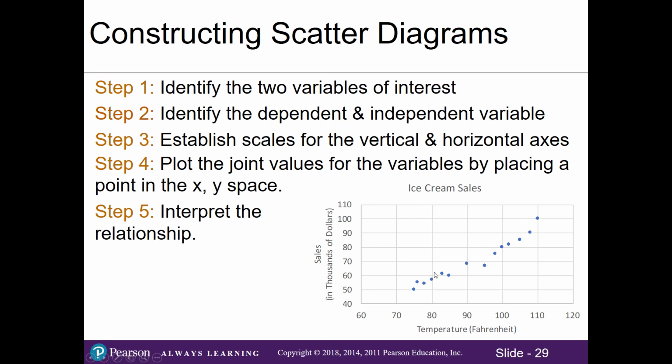In step 4, taking actual data that we have, we will go ahead and plot the joint values by placing a dot in the x and y space. So for instance, one data point might be on a particular day where it was 80 degrees Fahrenheit, we sold approximately $59,000 in ice cream sales nationally. As we plot all of the dots, we can then, in step 5, interpret the relationship. So we can see here, it looks like there's a linear relationship, so I can imagine a line crossing. So as it gets hotter or our temperature increases, so does our sales in ice cream.